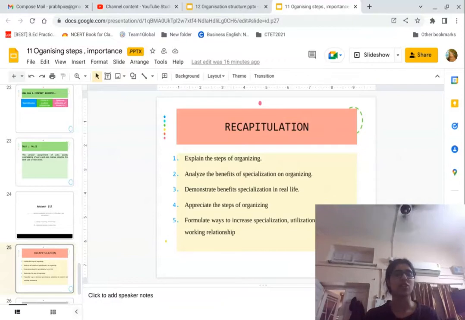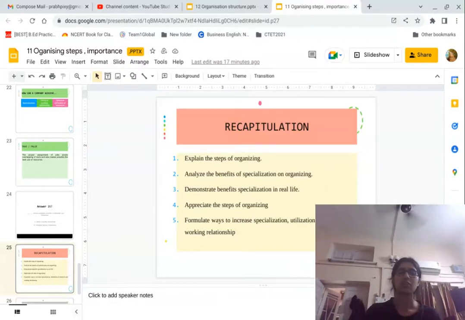Okay, yes, class. Now tell me what is the importance of organizing. There are three important benefits. First one is that it will lead to specialization. Second one is that it will lead to what? Clarity of working relationships. And third one is optimum utilization of resources. Yes, class. What is one thing that is required to have proper working relationships? That is known as the flowchart, the organizational structure.